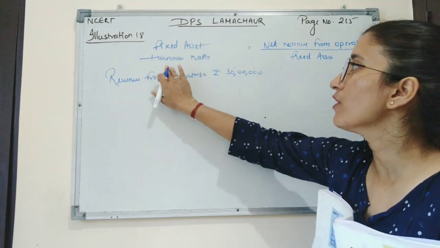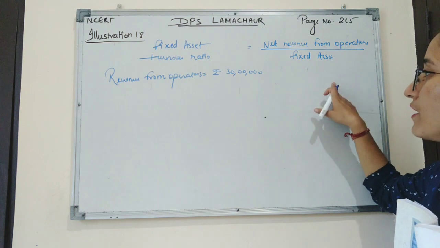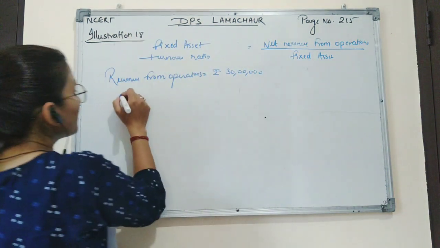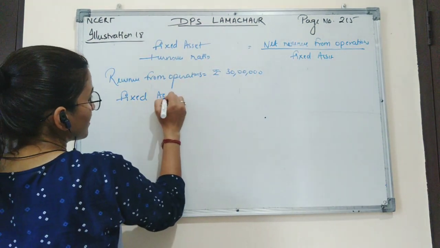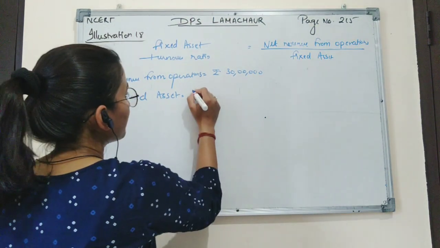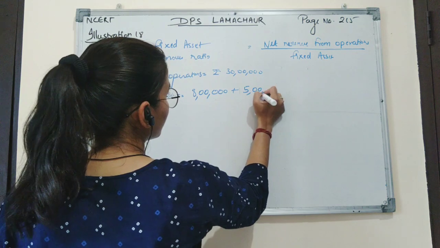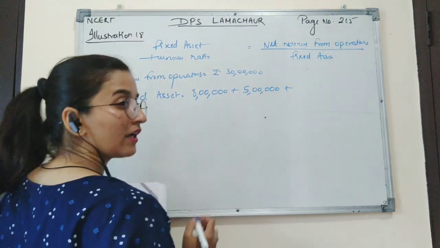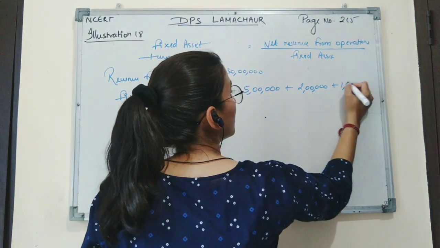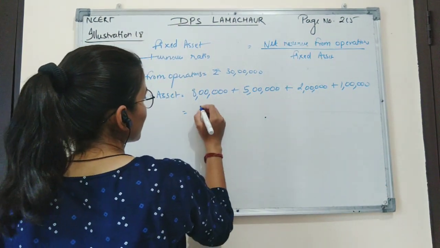Next we have to calculate fixed asset turnover ratio. So as we know, the formula for calculating fixed asset turnover ratio is net revenue from operations divided by fixed assets. So the amount of revenue from operations we have is 30 lakh rupees. Now we will calculate the amount of fixed asset. So it is given in the balance sheet, the amount of plant and machinery 8 lakh rupees, land and building 5 lakh, motor car 2 lakh and furniture amounting to 1 lakh.